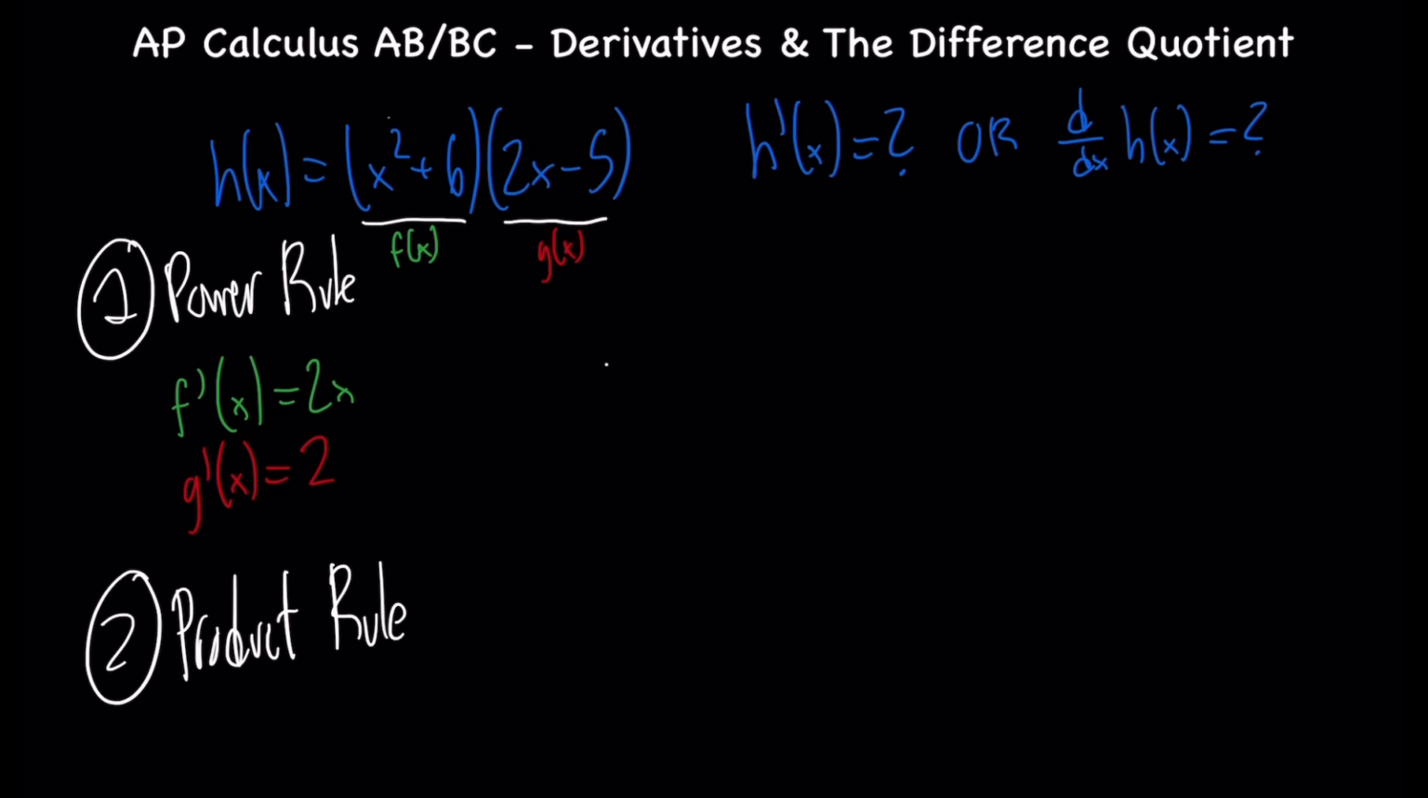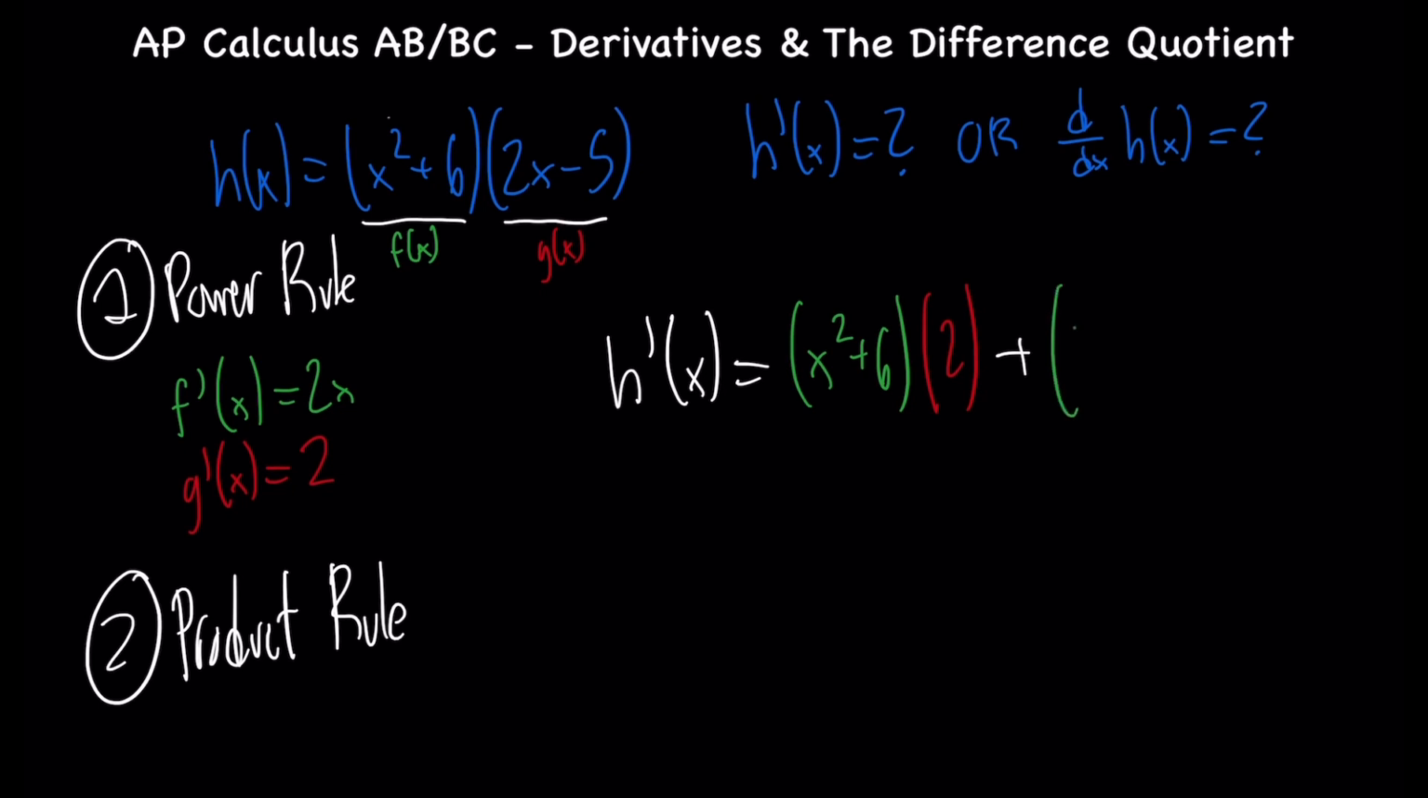So let's do this. We have h prime of x equals, let's see, f of x, which is x squared plus 6, times g prime of x, which is just 2. And then you have f prime x, which is just 2x, times g of x.